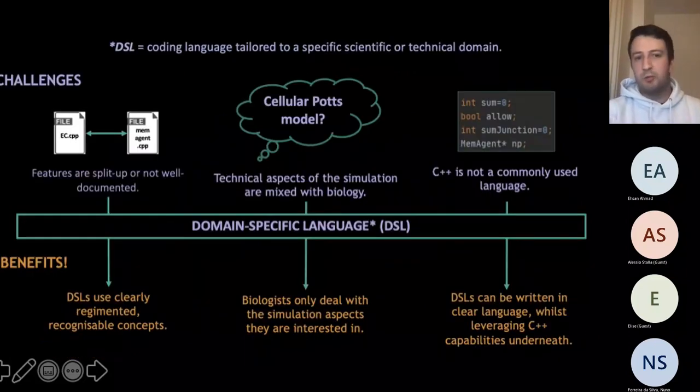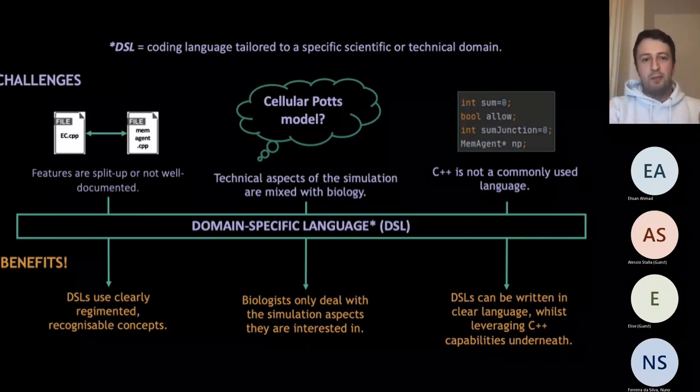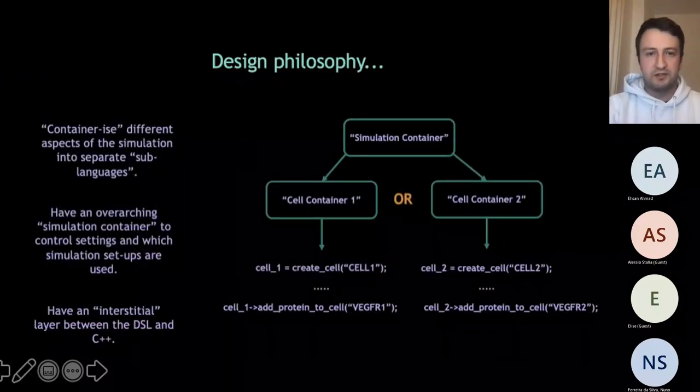And if I go back to the problems that we had with the model in the first place, we think that using a domain-specific language to address these problems makes sense, because rather than having all the features split up across different documents, we can make DSLs talk about specific features in really regimented and easily recognizable concepts. With our DSL, we can have biologists interact only with the biology of the model that they're trying to build, and we can write our domain-specific language in whatever language we choose with whatever syntax. It can be plain English, we can have tables, whatever makes sense.